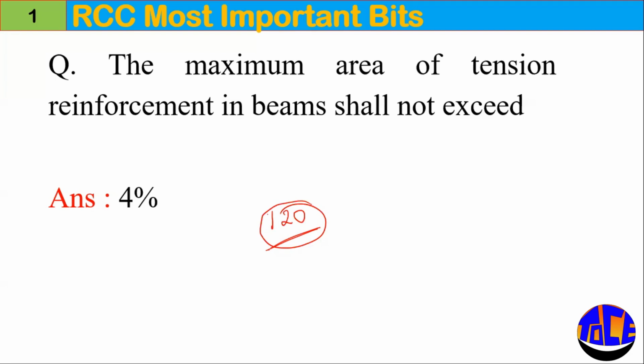The first question: the maximum area of tension reinforcement in beams shall not exceed. Answer: 4%. In these bits, I have given only the answer. I have not provided the options because options are not necessary if you remember the correct answer. So remember the correct answer, that is enough.